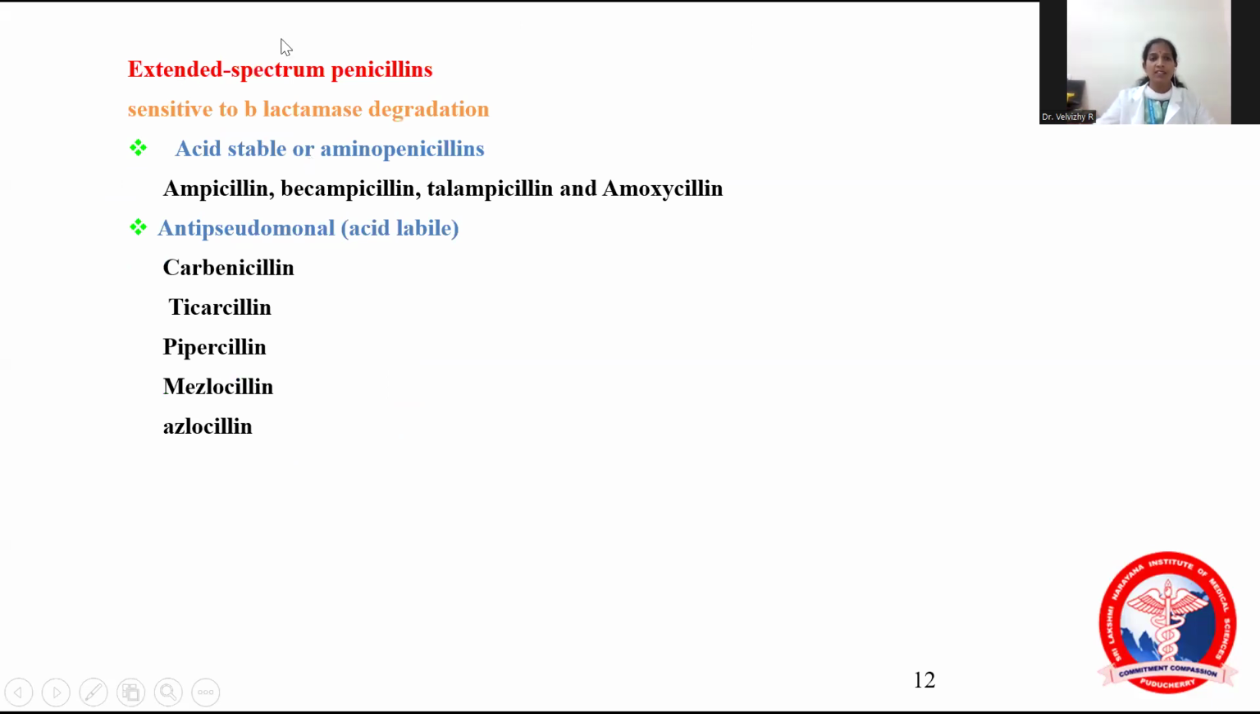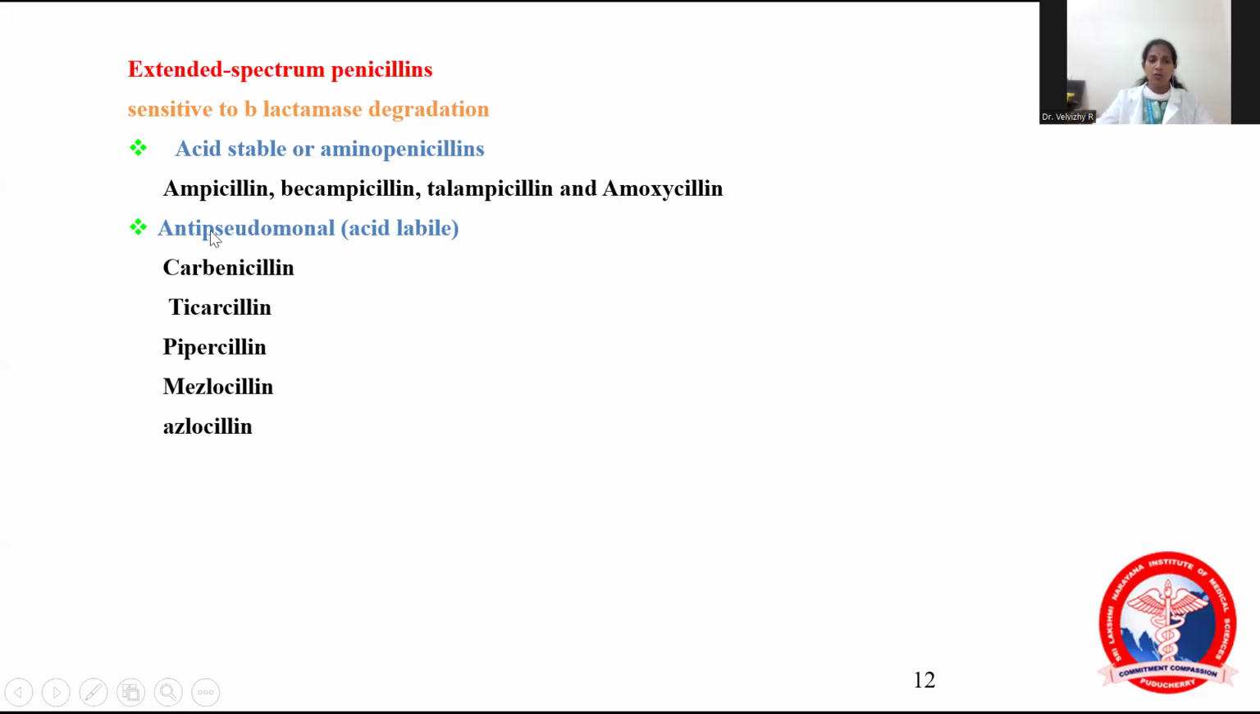Then we have extended spectrum penicillin. Here we have aminopenicillin and anti-pseudomonal penicillin. Here all are sensitive to beta-lactamase degradation. That means all these drugs are ineffective against beta-lactamase producing bacteria. Aminopenicillin is acid stable, which means we can give it orally. The examples are ampicillin, bacampicillin, talampicillin, and amoxicillin. Among these, ampicillin and amoxicillin are the most commonly preferred.